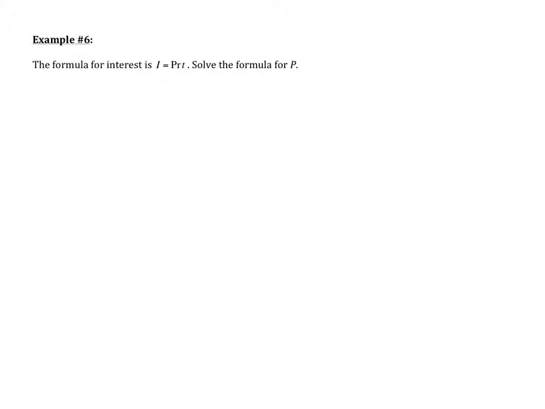Let's look at another example, number 6. The formula for the interest is I equals P times R times T. You should recognize this from when we did formulas in the last chapter. So using this formula for interest, they want us to solve it for P. Again, the first thing I'm going to do is write down the equation: I equals P times R times T. And they want us to solve for P.